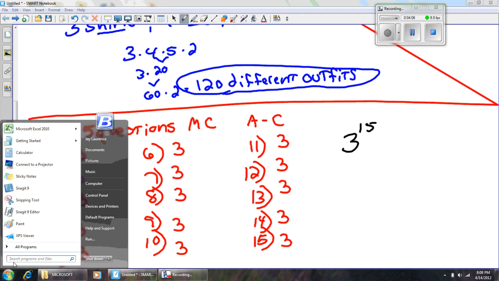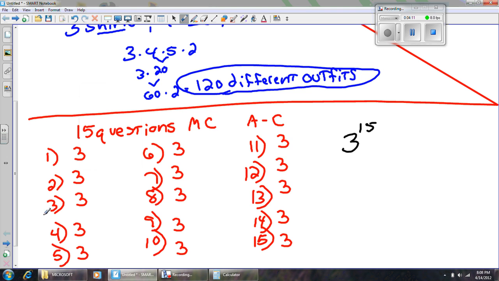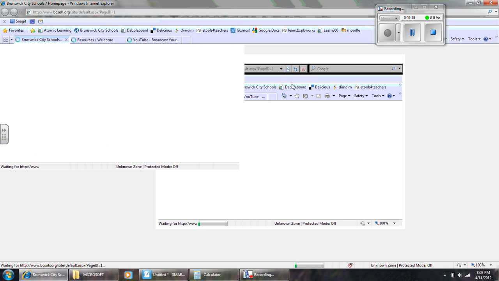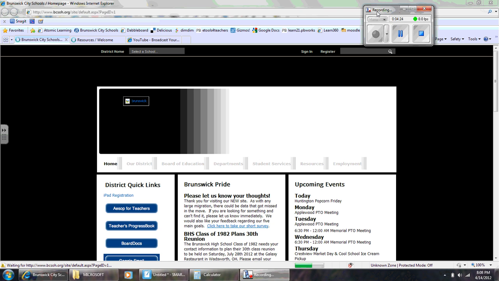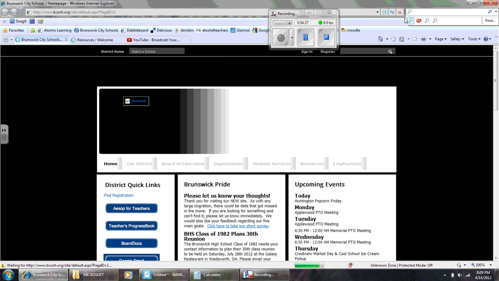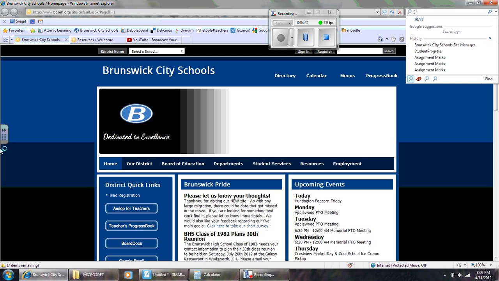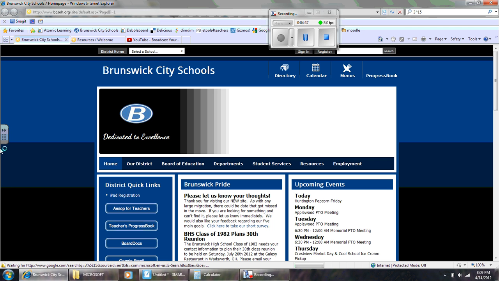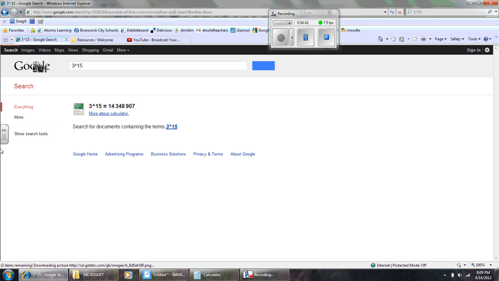Let me pull out a calculator here. Actually, instead of using a calculator, let me go to Google. I'm not sure if I've shown you this. If I haven't, check it out. Uh-oh, having a technical snafu. There's my search. Now check this out. I'm going to type in 3, then this little chevron, this hat symbol, to the 15th power. And I'm going to hit enter.